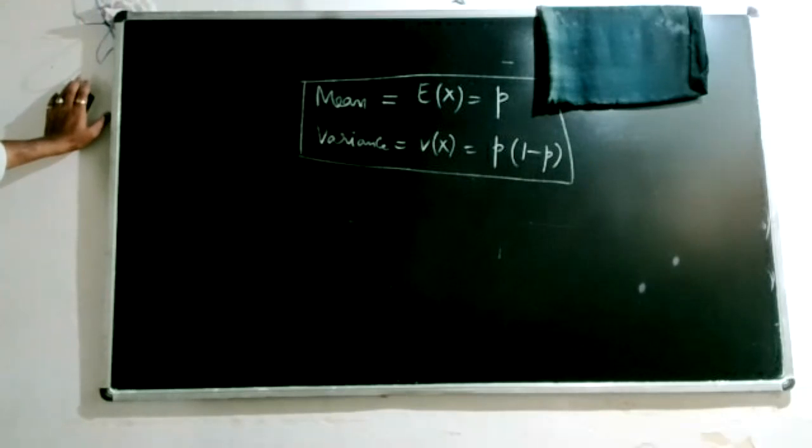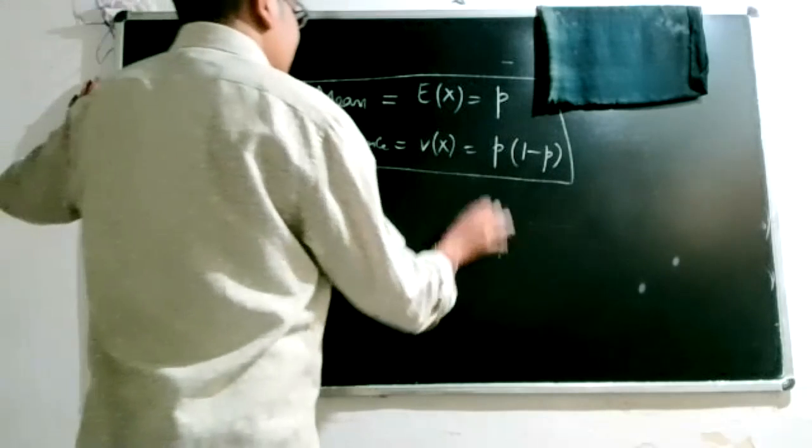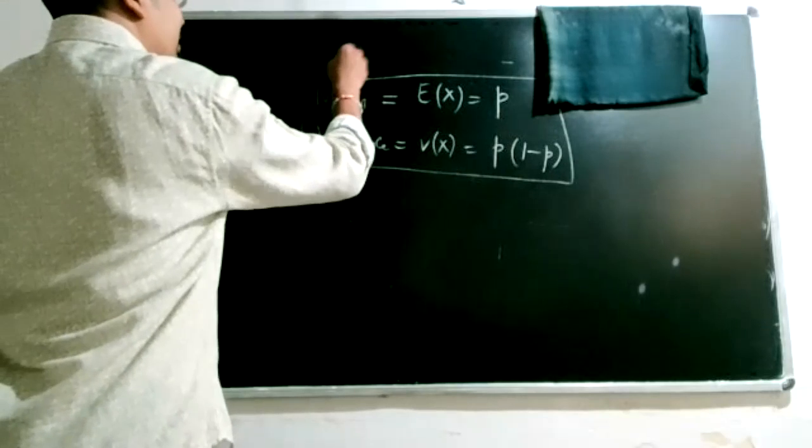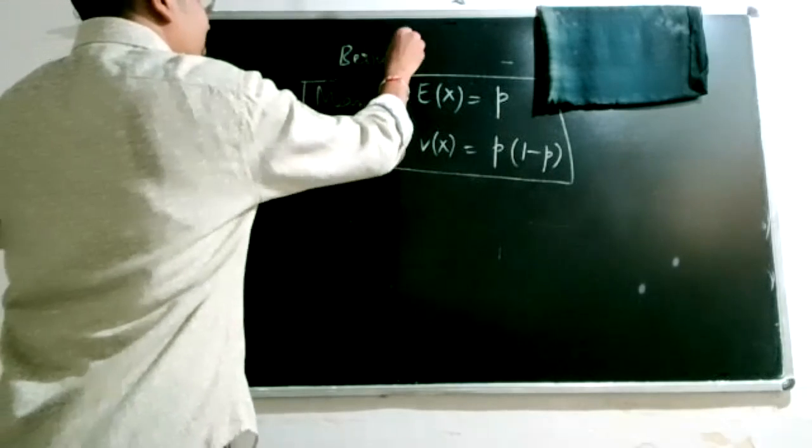This is not a pure statistics course. We are just looking into concepts of statistics and how they are applied. So we'll not look into derivations of any sort. We'll just observe the statements. So these are the mean and variance for a Bernoulli distribution.